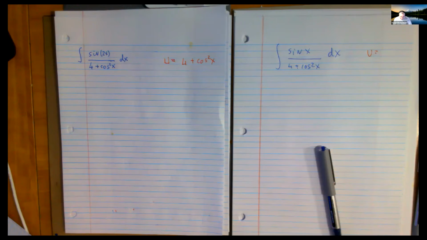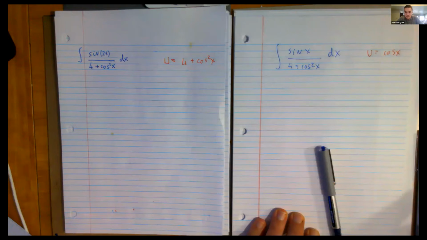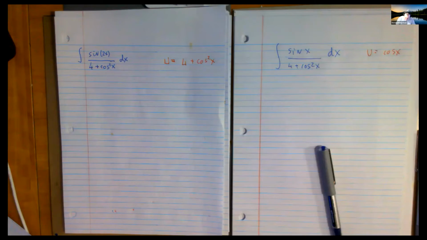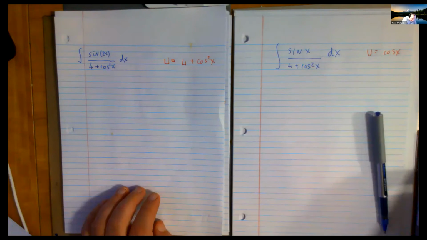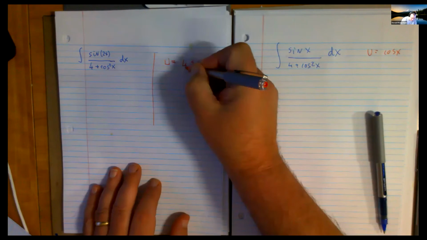Cosine of x? Can you see how a subtle difference can alter your U sub? Well, let's fight this one through a little bit, because it might not be clear yet why that's a good U sub. And by the way, that says 4, right?